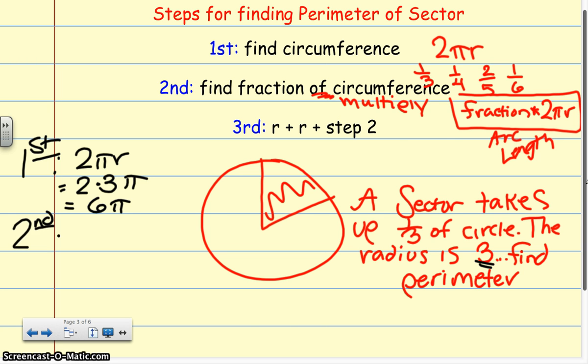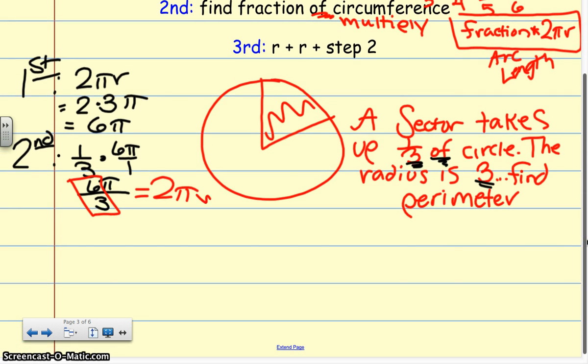Second, I'm going to find the fraction of the circumference. So the fraction I'm dealing with is 1/3. 1/3 of means multiply. So I'm going to go 1/3 times 6 pi over 1, writing that as a fraction. And then we do top times top over bottom times bottom. I can simplify this 6 over 3, which can be written as just 2 pi. Third, so now I found my arc length. Again, this 2 pi is my arc length. That's what that represents. So this arc length is 2 pi.